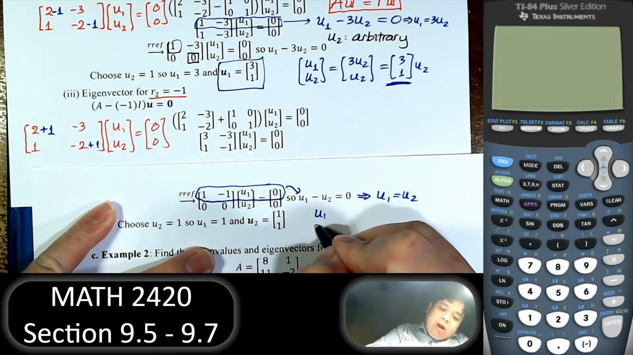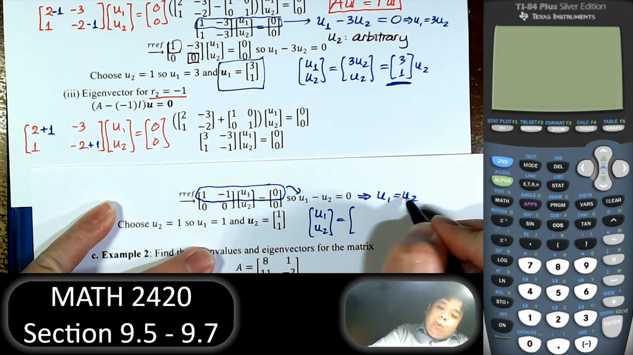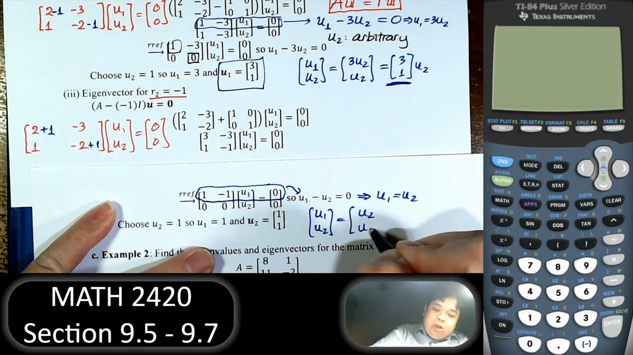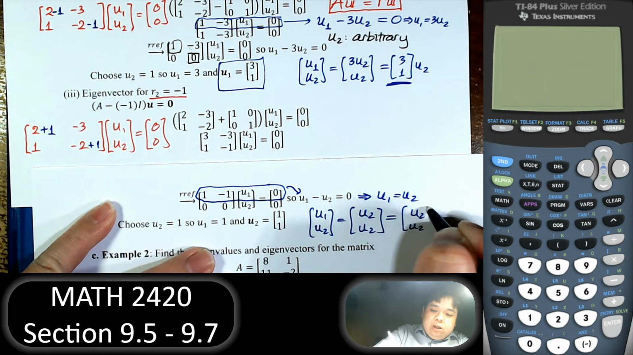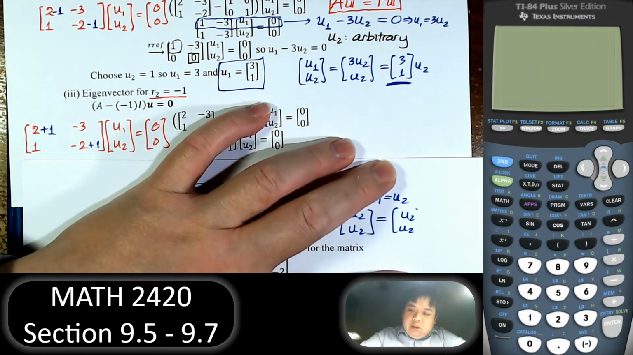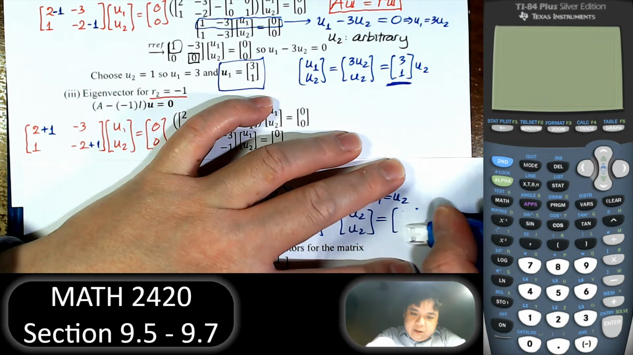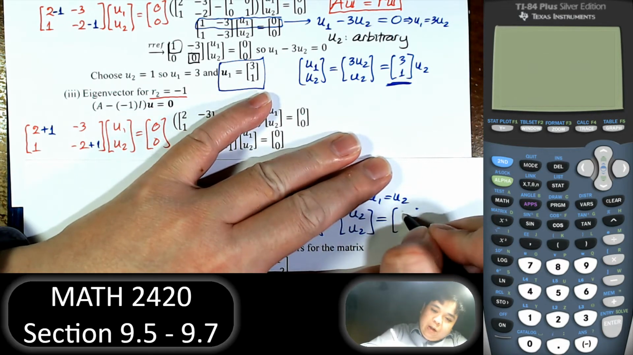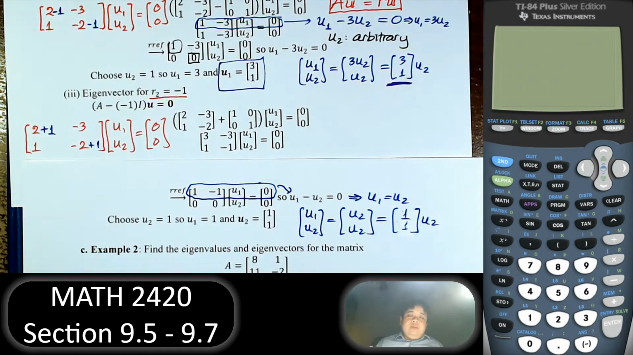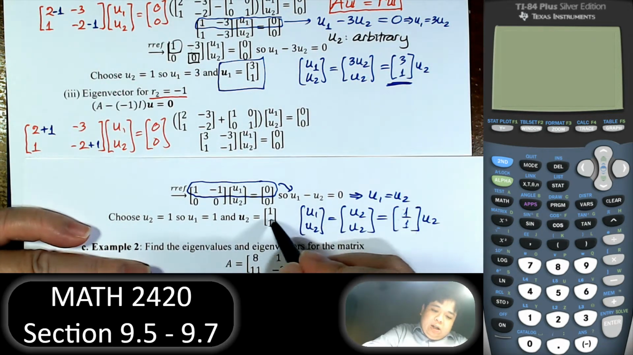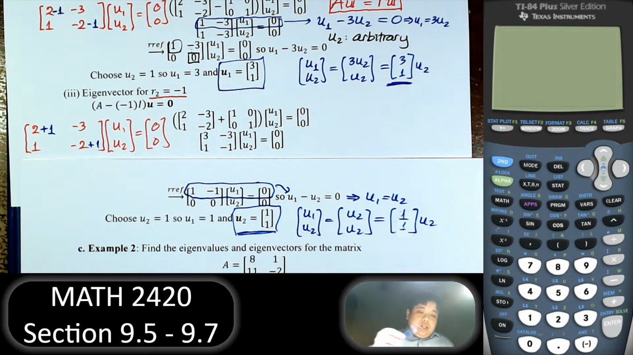So if we write the vector u1, u2, u1 is equal to u2 and u2 is u2. Factor out u2. We have 1 and 1 times u2. So 1, 1 is the eigenvector associated to -1.